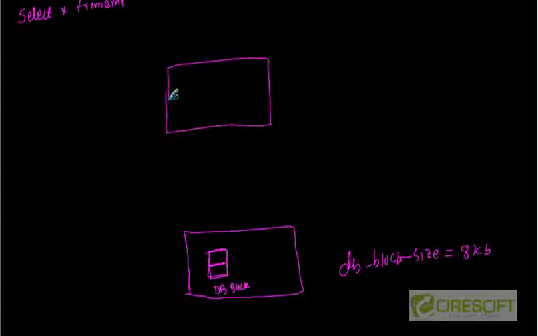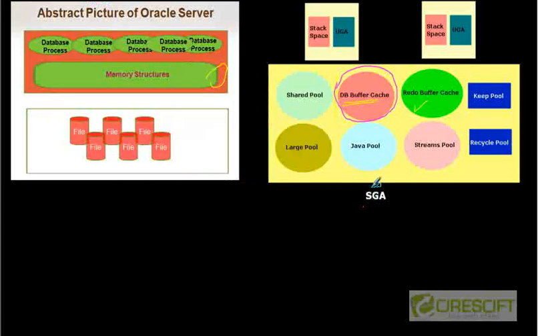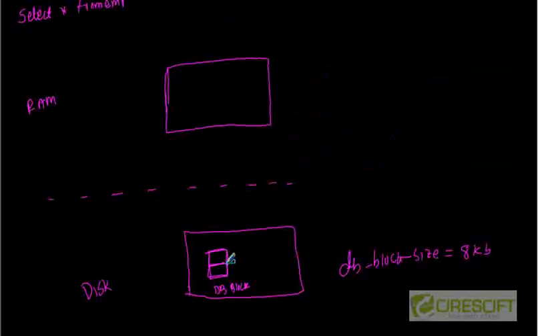So let's say this is your disk, and this is your random access memory. Inside the random access memory there is an area called the SGA, and inside that SGA there is an area called the DB buffer cache. So this block is going to come and be stored in this area called the DB buffer cache. Essentially, the DB buffer cache is a memory structure inside the System Global Area which stores database blocks from the database.